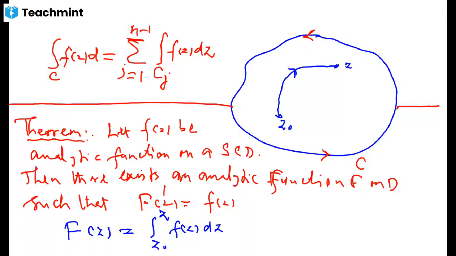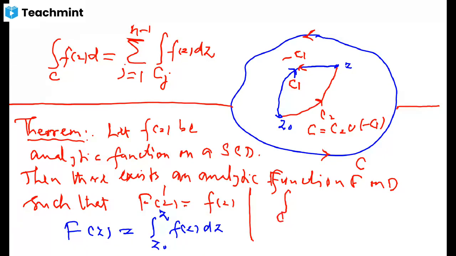Then for that, what you have to do, suppose you take this value of the integral along two different paths. Suppose you have another path, you have this way, then what you can do, suppose this is C1, this is C2, then the negative of this blue path is minus C1, and if you consider C as C2 union minus C1, then it becomes a closed path. It is a simple closed path in the simply connected domain D. And then over this closed path, the value of the integral of f(z) dz will be equal to zero.